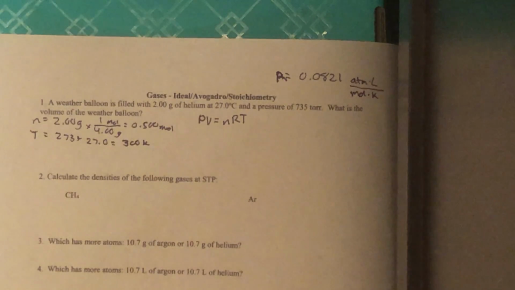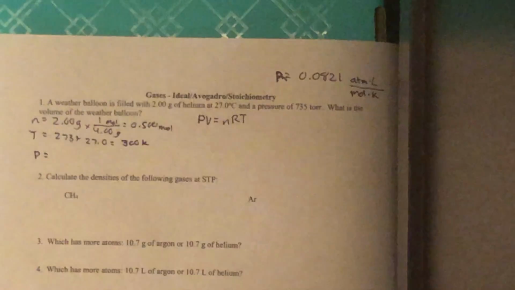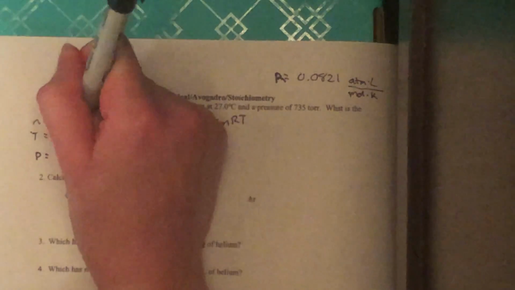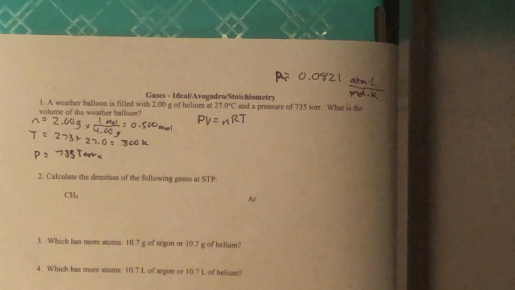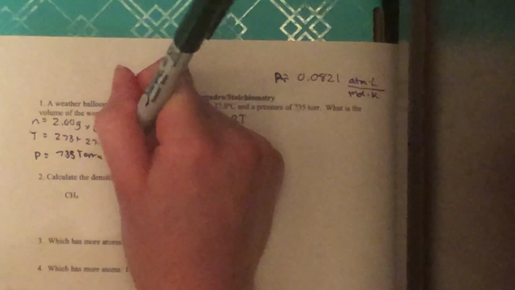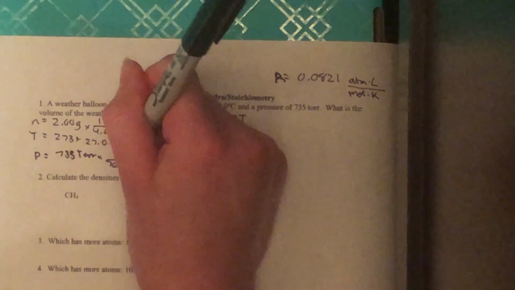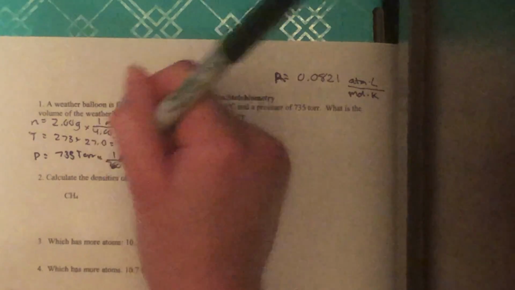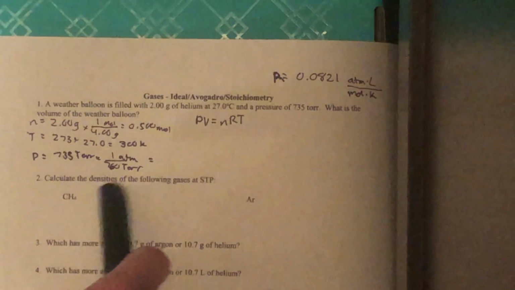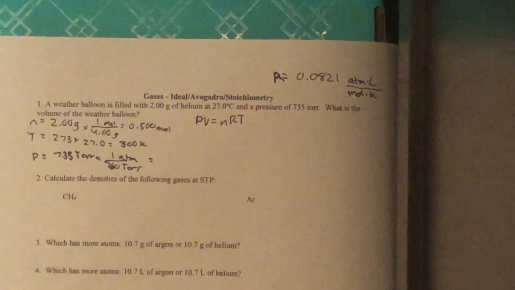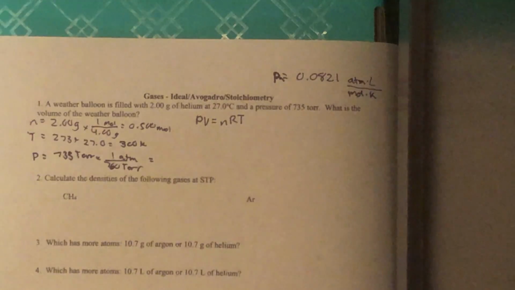Our pressure needs to be in atmospheres, so we'll do that conversion as well. So we're given 735 torr. We know that there's 760 torr in 1 atmosphere. And we're going to set up our dimensional analysis so that our torr cancel and we're left with atmospheres. We're going to get 0.967 atmospheres.